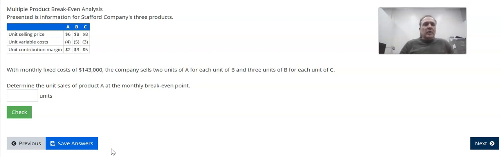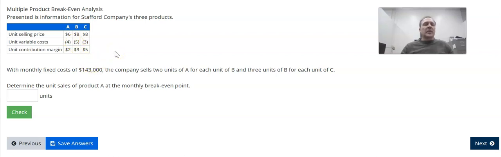So, we've got this question here, and we've got three different products: A, B, and C, for a company called Stafford Company. We have the unit selling price, the variable cost per unit of each of these products, and they've been so kind as to provide the unit contribution amount, because heaven forbid we should have to subtract 4 from 6.